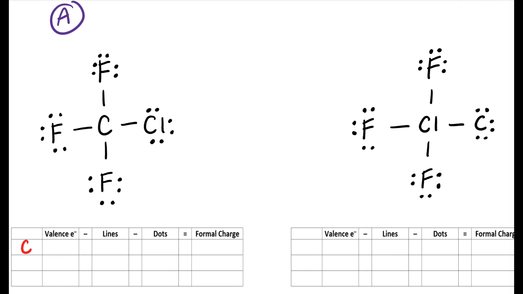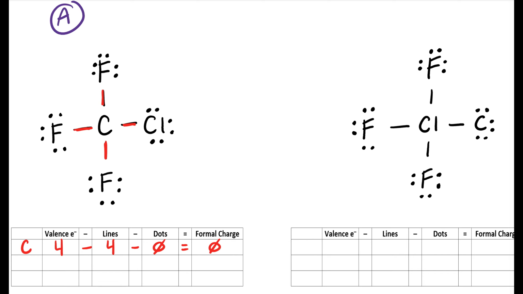So carbon, I know from the periodic table, has 4 valence electrons. And looking at the picture I've drawn here, we're going to subtract all the lines around the carbon. So I have 1, 2, 3, 4 lines. So we're going to do minus 4. And then count the number of dots that we have around the carbon. We call these the lone electrons. There are 0 lone electrons around the carbon. So carbon's formal charge is going to be equal to 0.